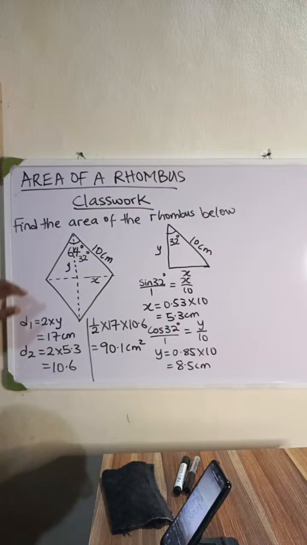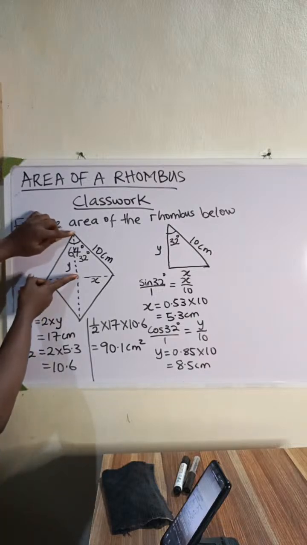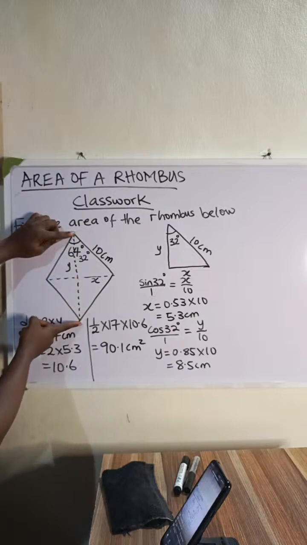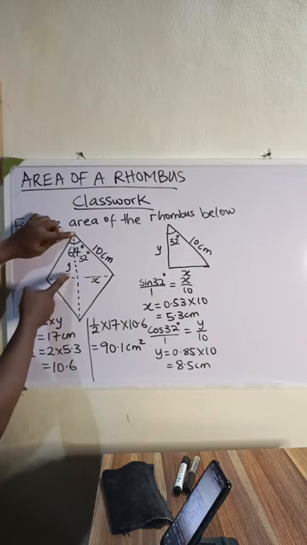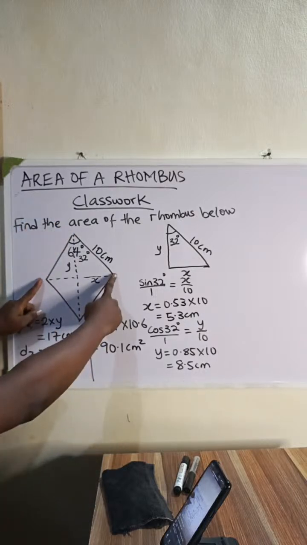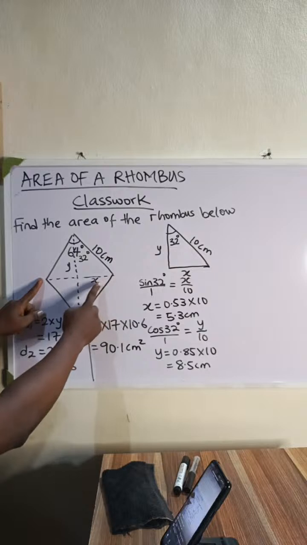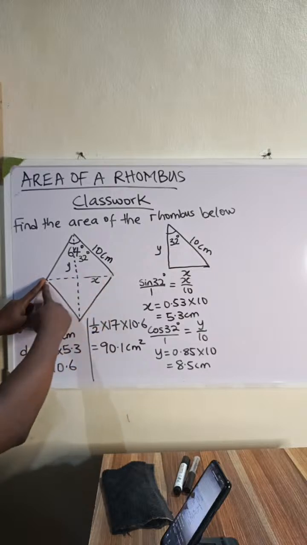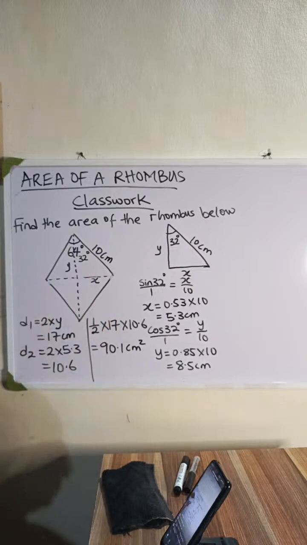Okay, the 2 is because y is from here to here. So to get the diagonal is double of y. That's why it's 2 times y. And then for x too, x is from here to here. So double of x will give you from here to here. So that's why we multiply them by 2. Okay, good. So that will be all for today.